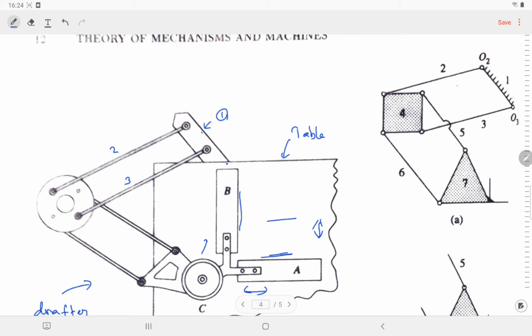So this is link 1. Since it's fixed, we put these lines, and link 2. The same goes for link 3 as well. And now if you see here, this is link 4. This link 4 is connected with link 2 and link 3 over here and here.